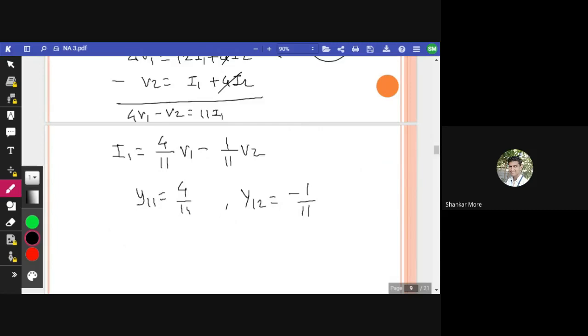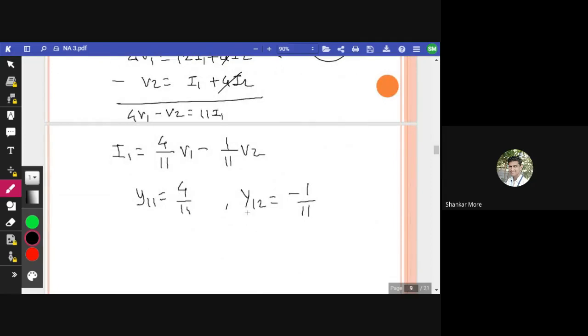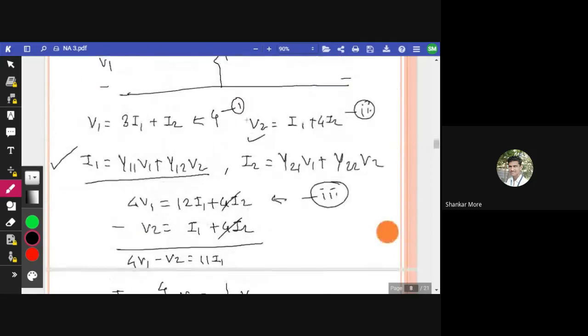All right. Now, what is the next step? What do we have to find out now? We have to find y21 and y22. So this equation is required, right? So I2 is required, V1 is required, and V2 is required. So we have to eliminate I1. Got this? How can we eliminate I1?